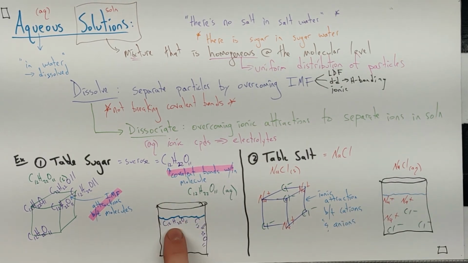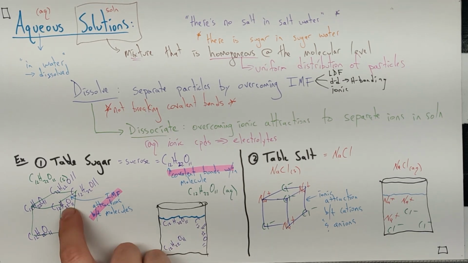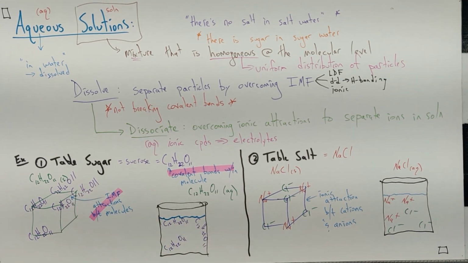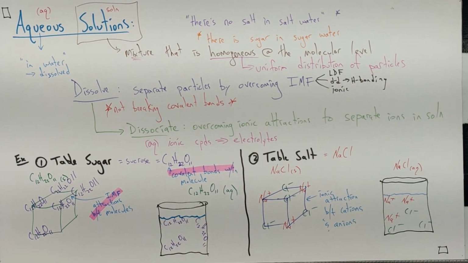However, with something like sugar, a covalent compound, we do have those molecules floating around in the water. We've just overcome the attraction between the molecules, not between the ions. So there is actual sugar in sugar water.